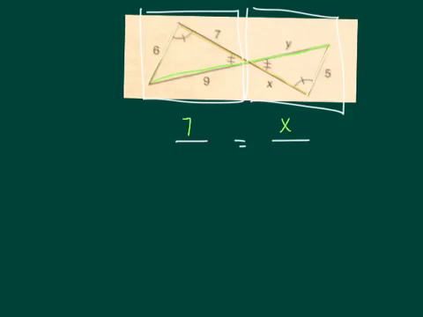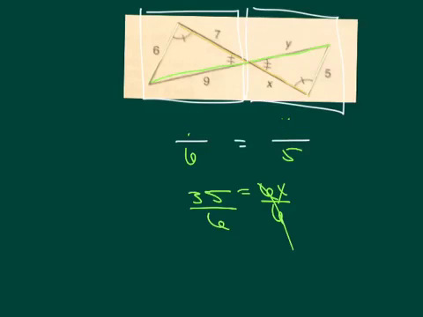What else corresponds? 9 and Y do, but if I put a 9 and a Y there, I've got two variables and can't do that. So let's not do 9 and Y, which leaves me the only other option, 6 and 5. Cross multiply, divide by 6, and I'm done.